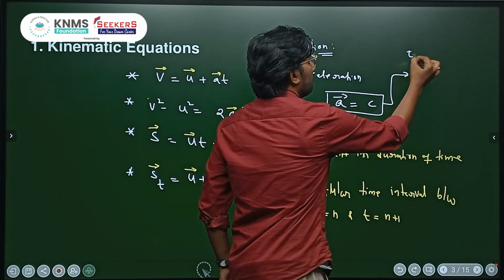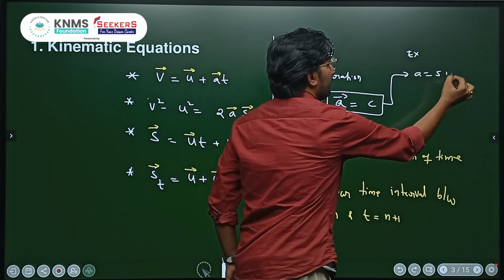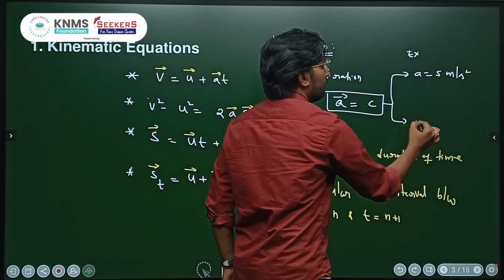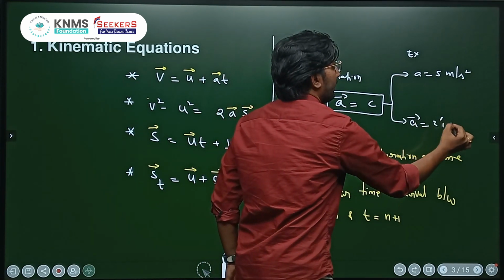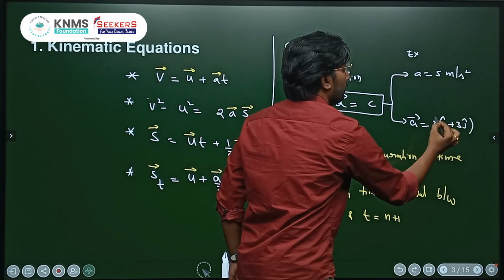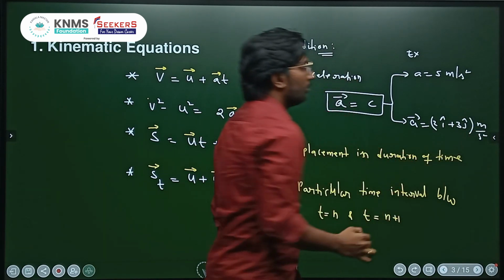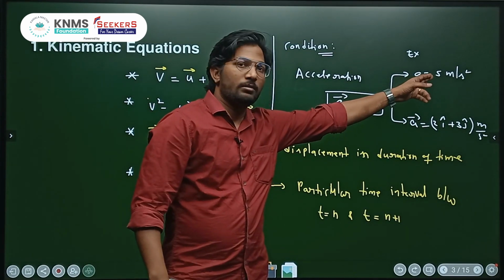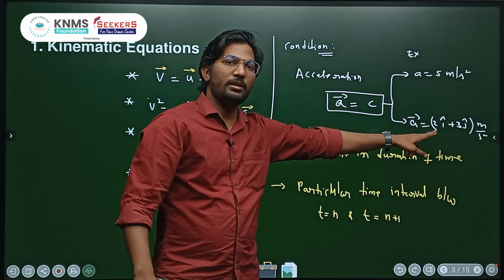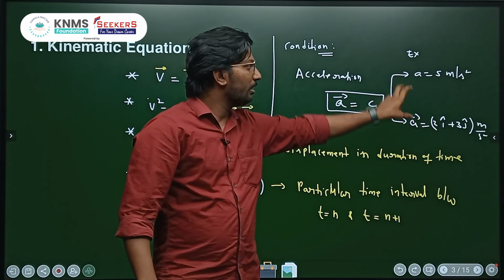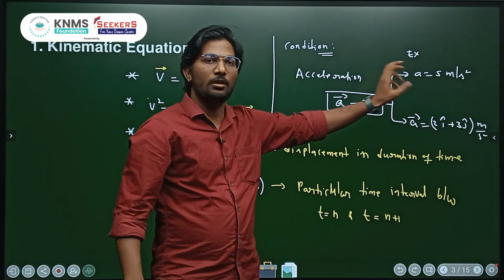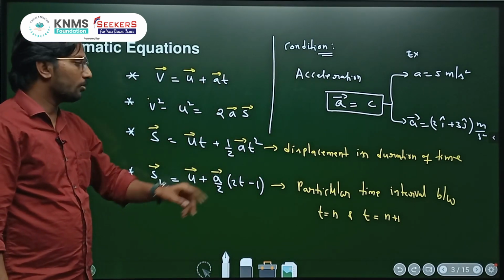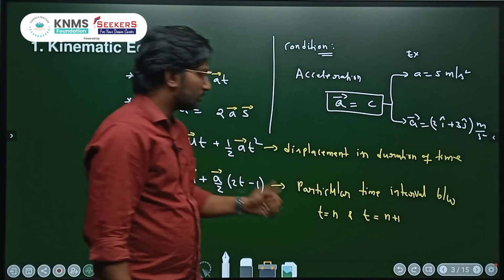So numerically, how can you identify? For example, if A is given as 5 meter per second square, that's a constant acceleration. In vector format, if it is given like 2i cap plus 3j cap meter per second square, that's also a constant acceleration. So it can be given in magnitude format, it can be given in vector format. In either way, if the value of the acceleration is constant, we can consider that the questions can be solved using the kinematic equations. So let's go to some previous year questions based on this part.